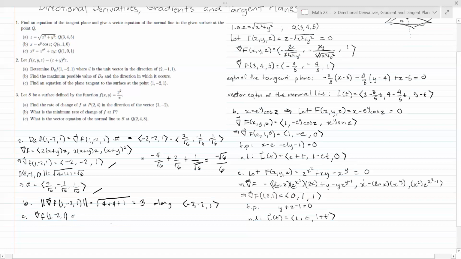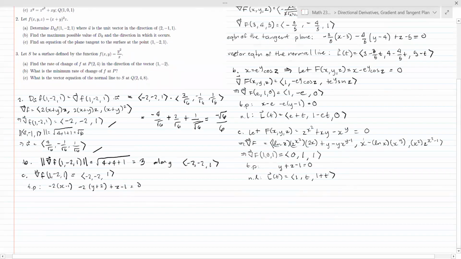So that is what we got earlier, negative 2, negative 2, 1, right? So the equation of the tangent plane is negative 2 times (x minus 1) minus 2 times (y plus 2) plus (z minus 1). This is equal to 0.